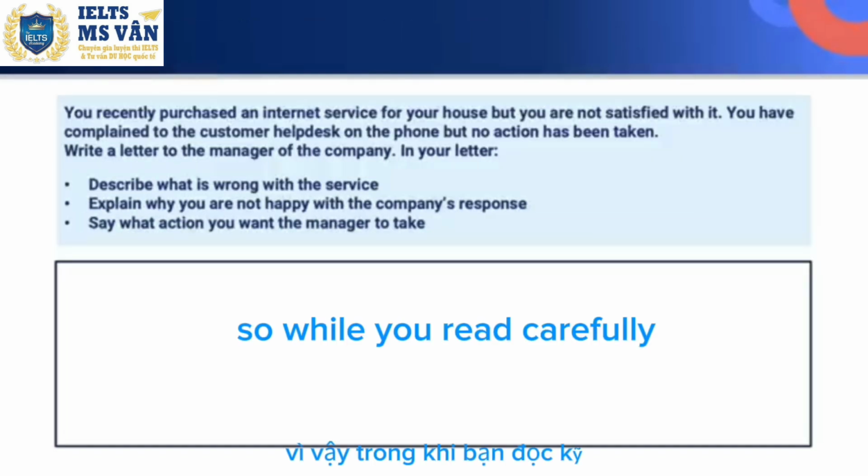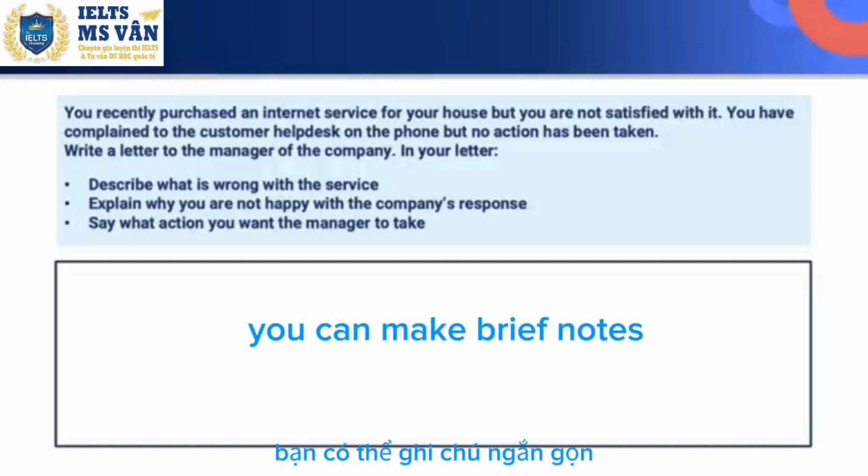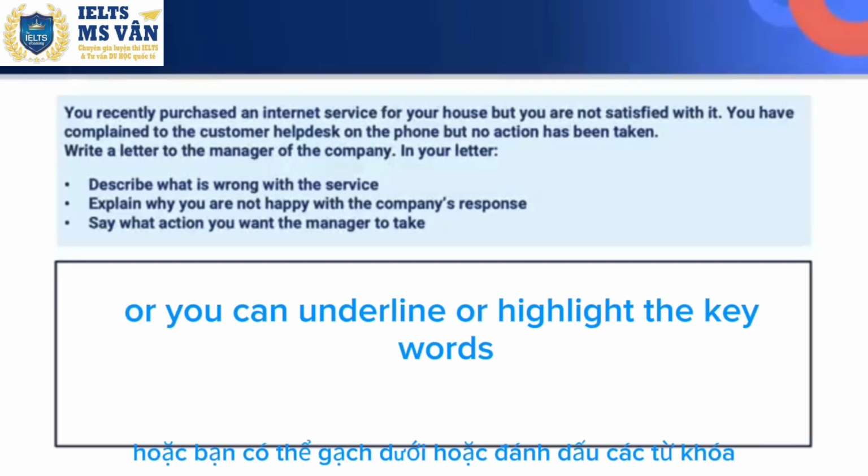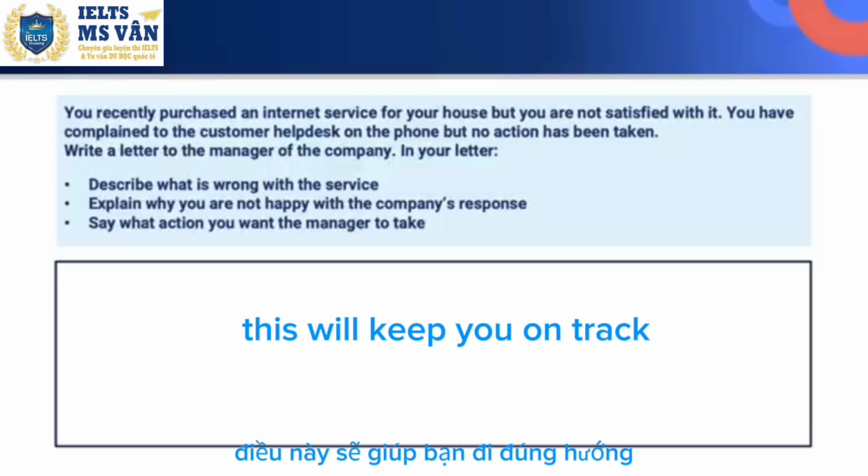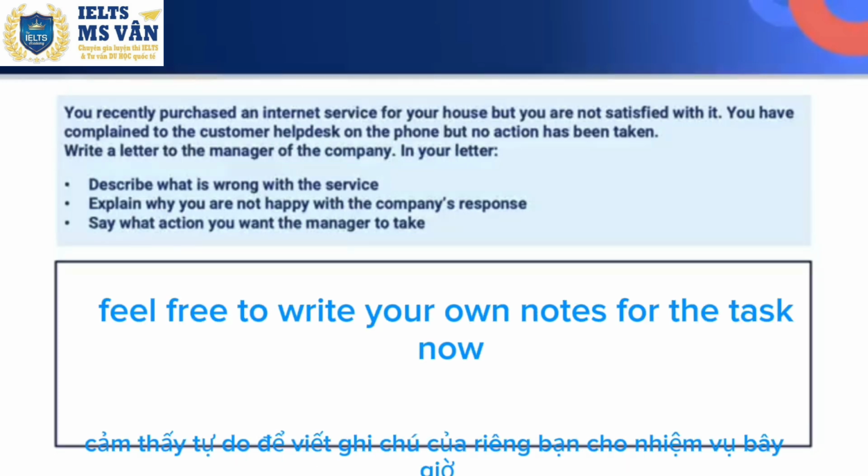So, while you read carefully, you can make brief notes for each of the 3 bullet points, or you can underline or highlight the key words. This will keep you on track. Feel free to write your own notes for the task now.